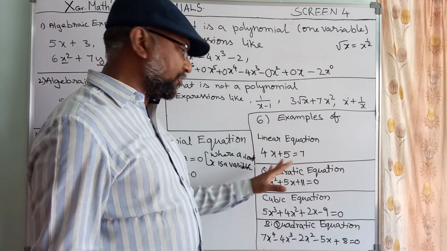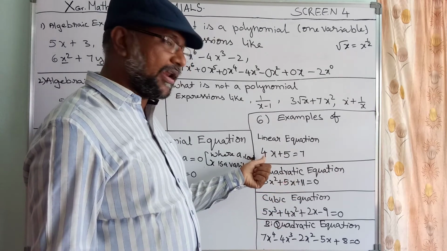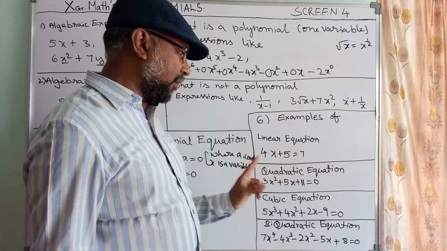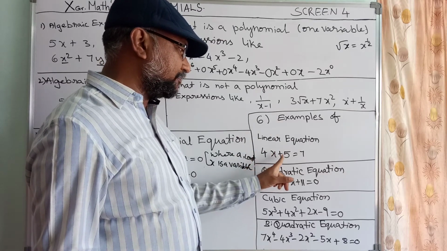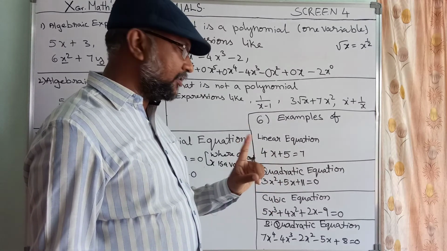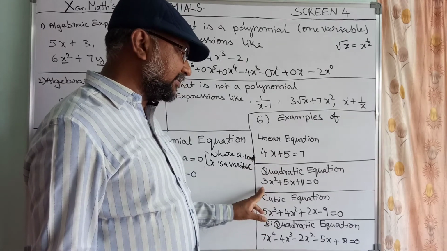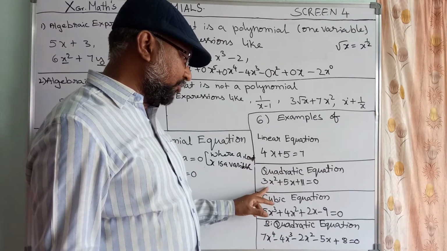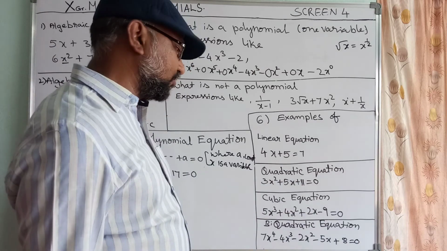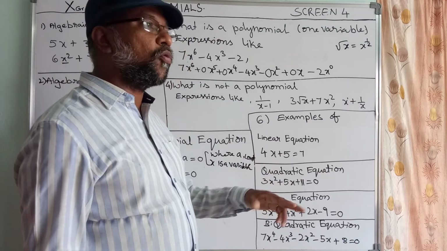Now let us see some examples of the standard form of linear equation. How could the linear equation be? Linear means, as we learned in the previous class, the power must be 1. 4x plus 5 equal to 0. The degree of the polynomial is 1. Therefore this is called a linear equation. Now let us see the quadratic equation. 3x square plus 5x plus 11 equal to 0. The degree of the polynomial is 2. Therefore this is called a quadratic equation.